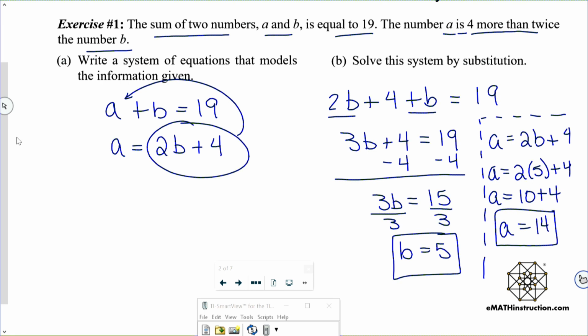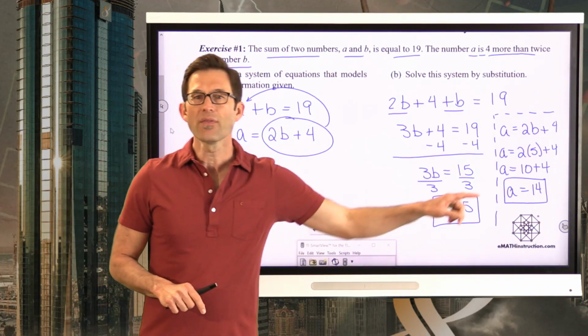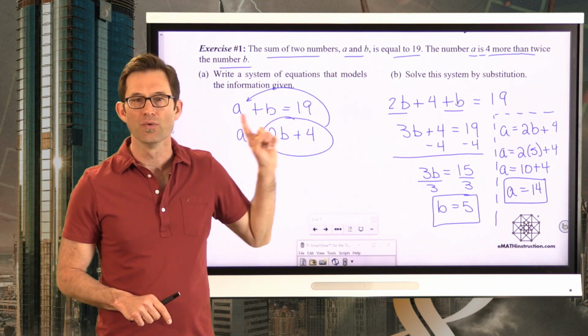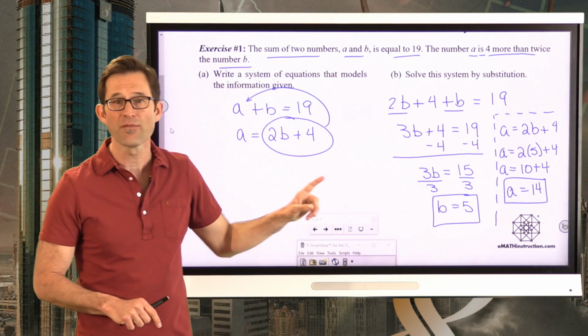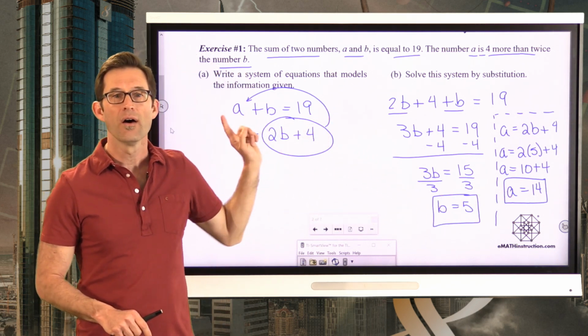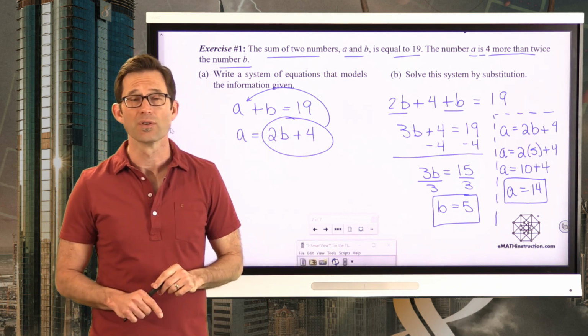Now remember, a nice check, or maybe a nice half check if you will, is to take those two values and check them in the equation you didn't use to produce that second value. Specifically, if I took the 5 and the 14 and I put them into this equation, 5 plus 14 equals 19, that's true. So it's a good check.